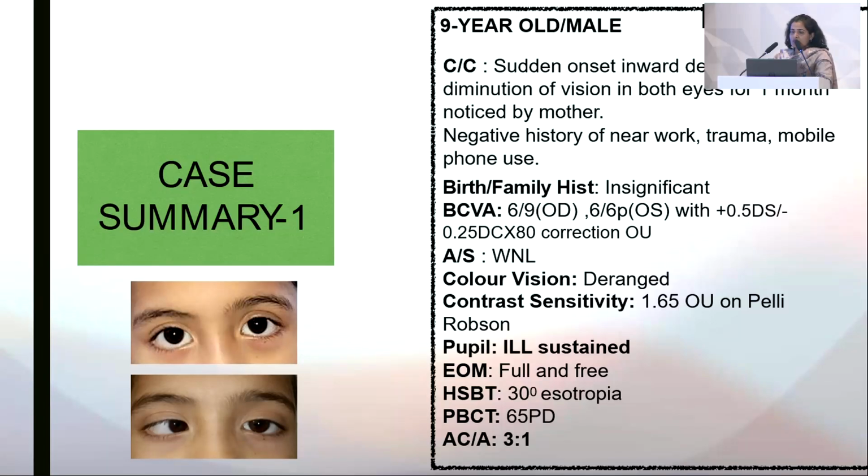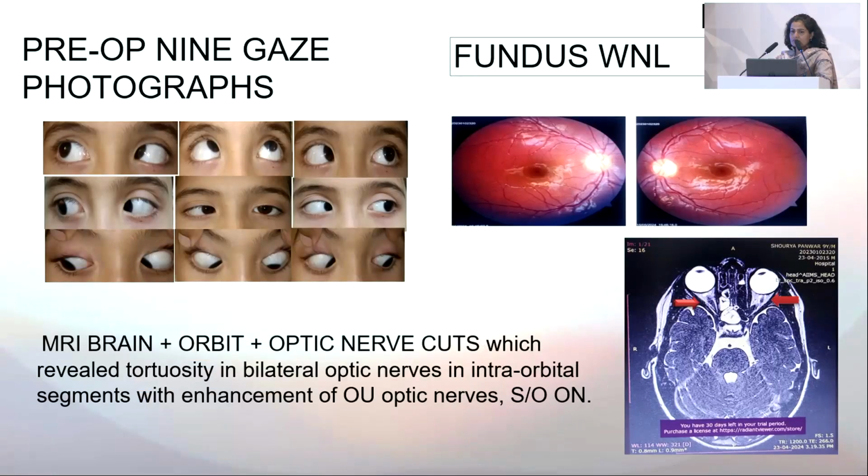Anterior segment was within normal limits. Color vision was deranged, and contrast sensitivity was 1.65 on the Pelli-Robson chart. Pupil was ill-sustained, although normal in size. Extraocular movements were full and free. On Hirschberg, there was 30 degrees of esotropia, and the prism bar test revealed 65 PD of esotropia. AC/A ratio by the gradient method was 3:1.